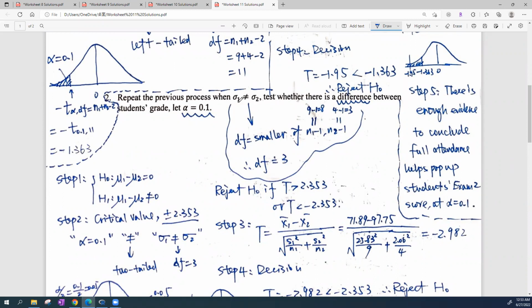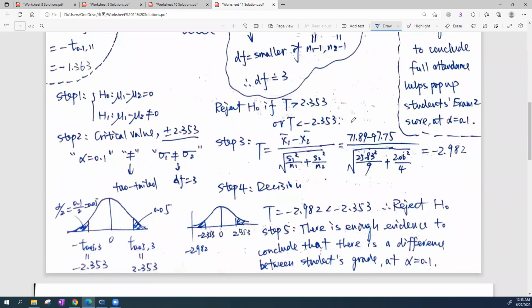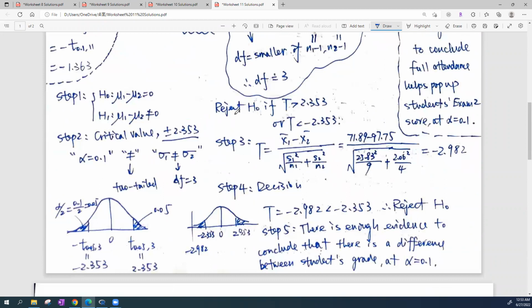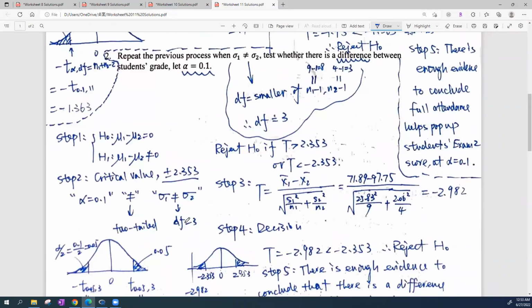So degree of freedom, when we don't assume equal variances, is going to be the smaller of n1 minus 1, n2 minus 1. So degree of freedom is 3. And again, sigma 1, sigma 2 unknown. So unknown means we have to look at the t distribution. So step 1, null and alternative hypothesis, difference, right? So that's not equal, a two-tailed test now.